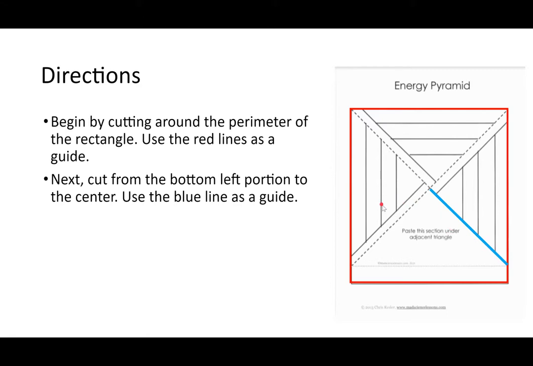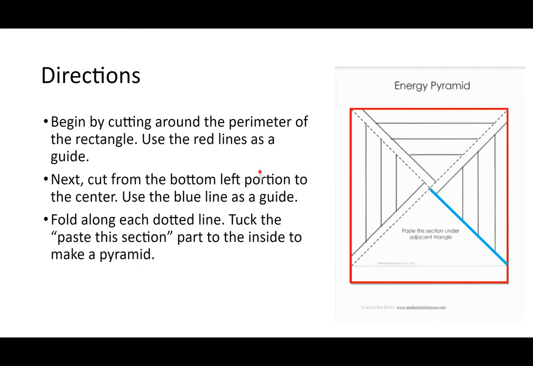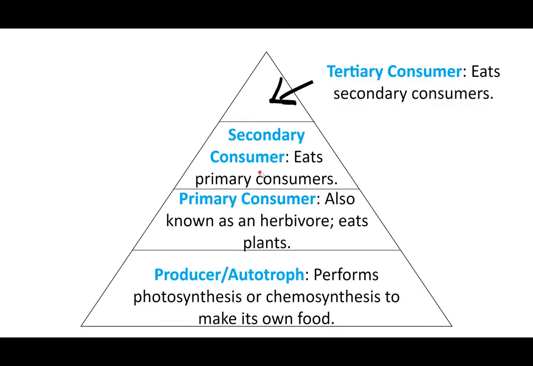Now that we hopefully have our foldable cut out, let's go ahead and start filling it in. So we're going to start with, if I turn the foldable to the left, one of the first pyramids. There are 3 pyramids, so just the first one to the left. We're going to label the bottom largest section of our pyramid as our producers, which are also called autotrophs.